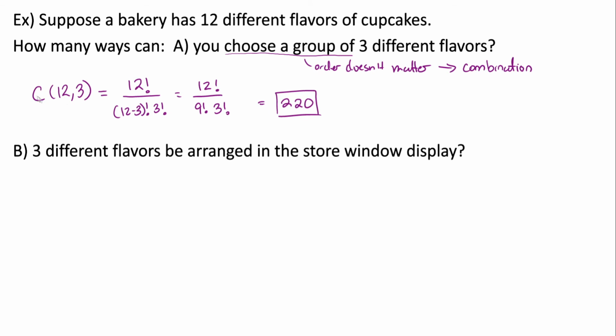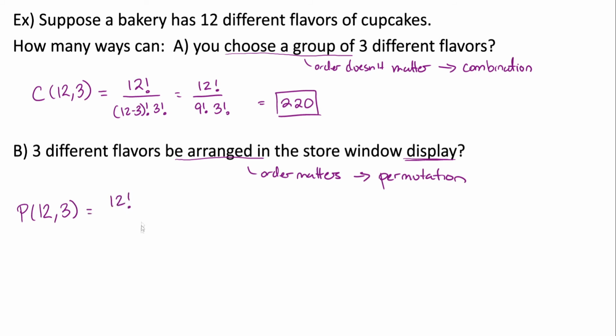For part B, we want to know how many ways 3 different flavors can be arranged in a store window display. So we see the key term arranged, and also since they're talking about a display, these are both words that signal order is important and that we should use a permutation. So we can plug this all into our permutation formula. And here we end up getting 1,320.